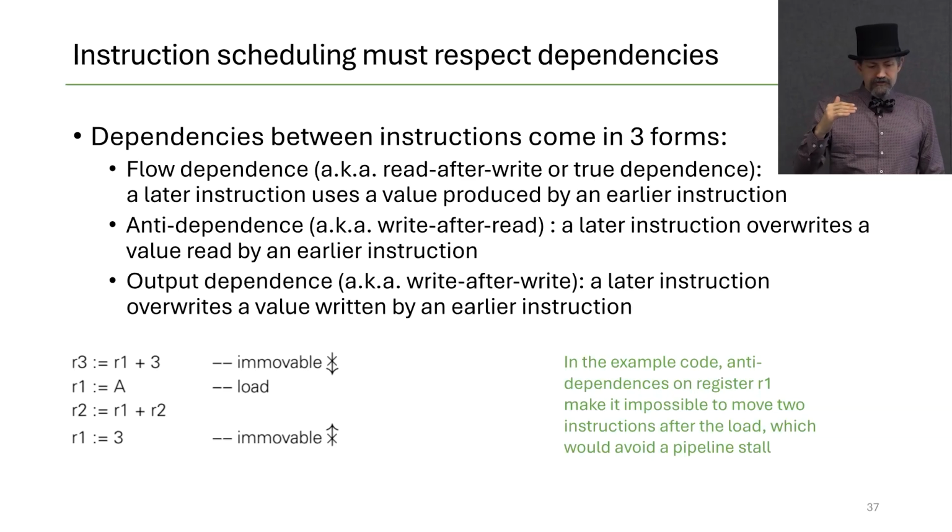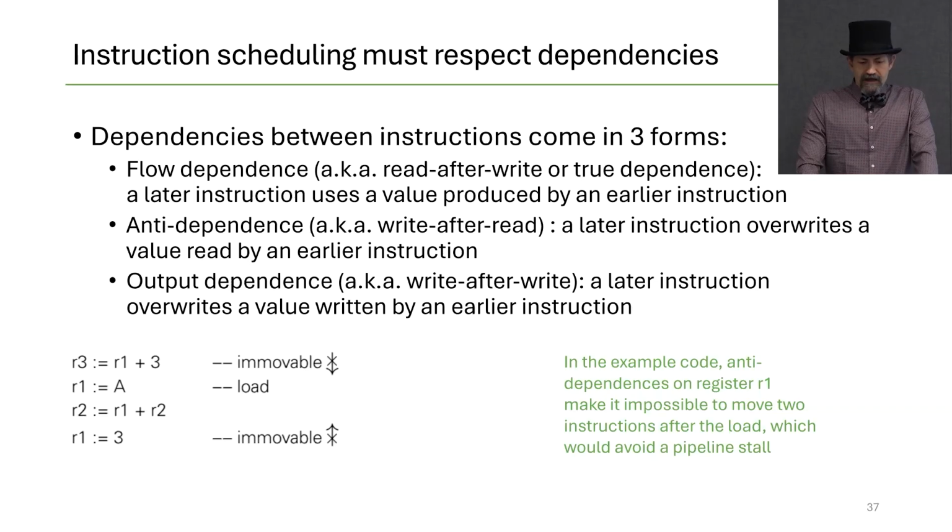We'd like to move this R3 gets R1 plus 3 down below the load, but we can't do that because of an anti-dependence. And furthermore, we'd like to move the instruction at the bottom up so that it, again, can be between the load and the thing that it uses. But that's also not movable because the previous instruction reads R1, and so we can't move the write above that.